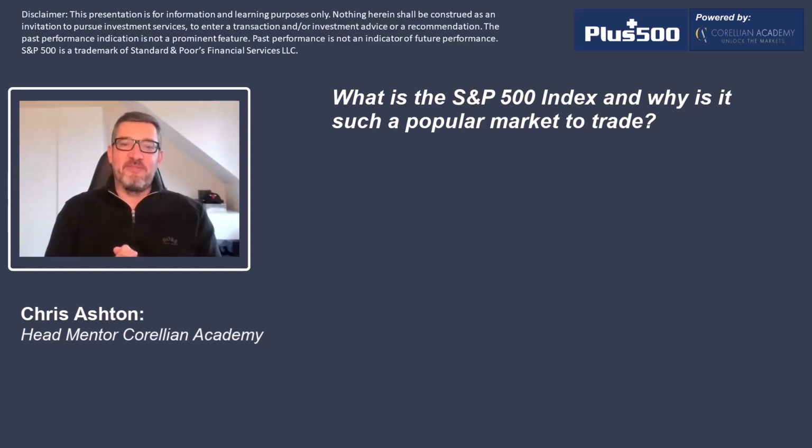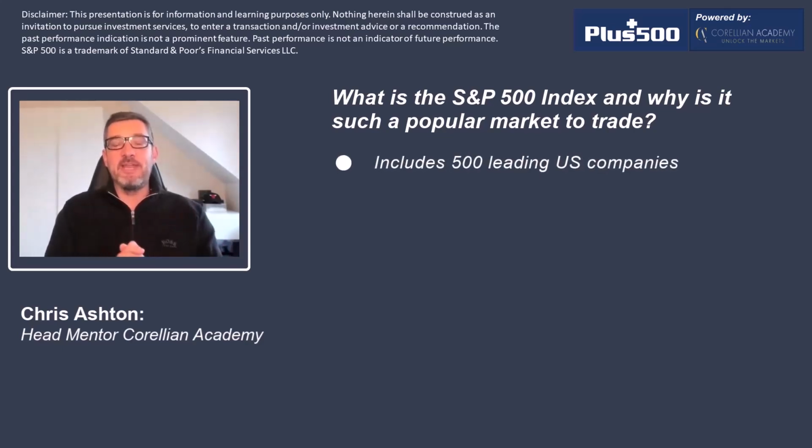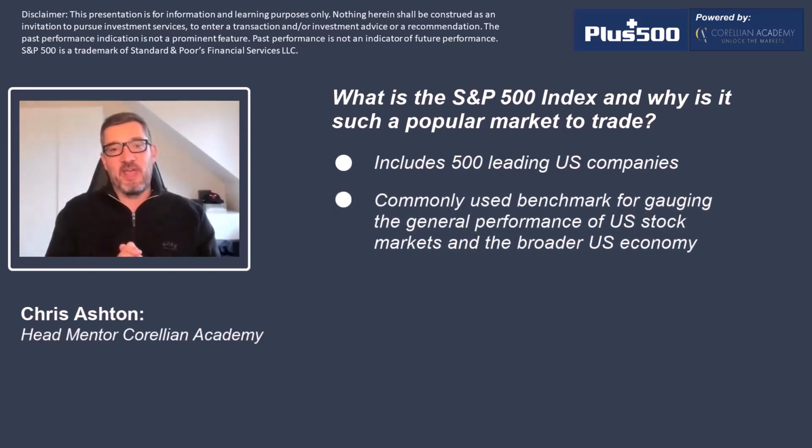So what is the S&P 500 index and why is it such a popular market to trade? As I said at the start, the S&P 500 index that you see on your Plus500 platform is a CFD based on the S&P 500 index futures. The S&P 500 is one of the most actively traded stock indices globally and includes 500 leading US companies covering approximately 80% of the available market capitalization. For that reason, it is one of the most commonly used benchmarks for gauging the general performance of not only US stock markets, but also the broader US economy.